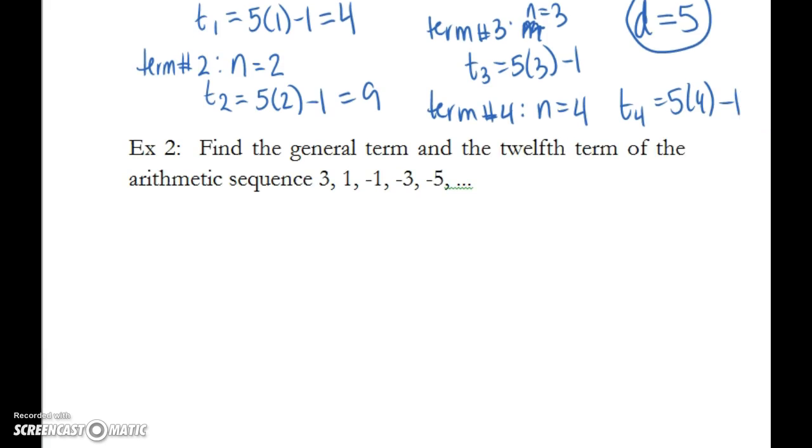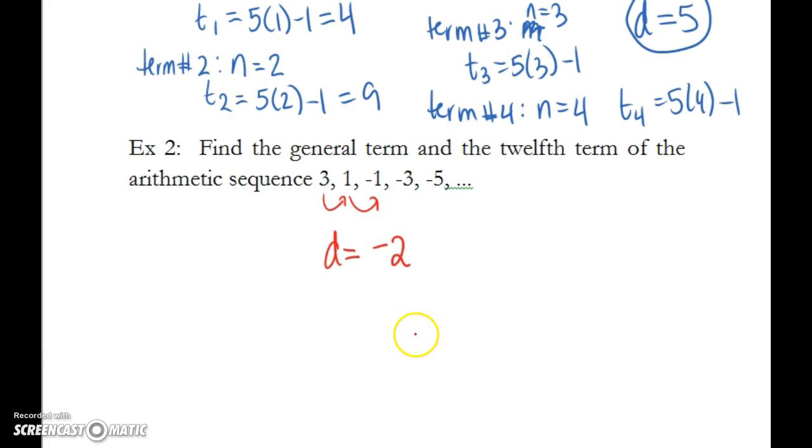Example 2, find the general term and the 12th term of the arithmetic sequence. So here we're given that it's arithmetic. What are we adding to get to each term? Now notice here we are decreasing in value. So we're actually adding a negative number.